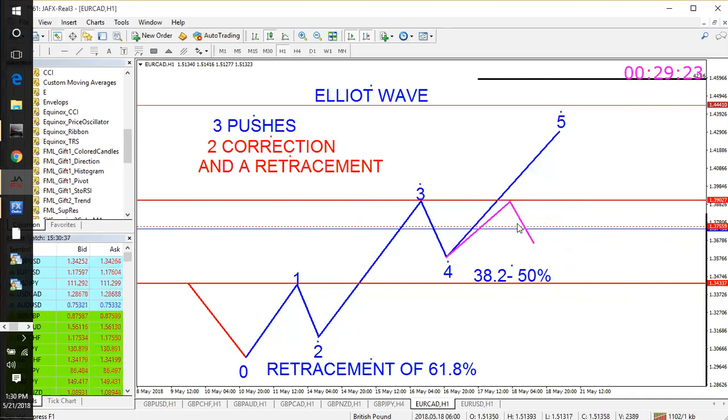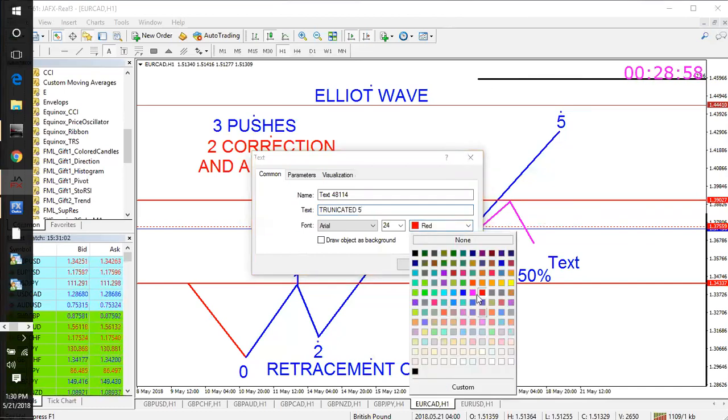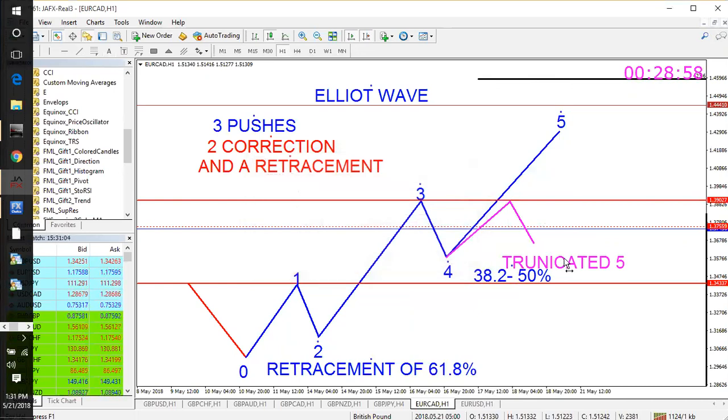All right. So in this case, what happened? Why did the market have to come back down? Is what we call truncated 5. Let me write down truncated. These are very, very important because this is how the market works. Truncated 5. Let me make it magenta. Truncated 5. Okay, this is what we call truncated 5 once it does not work.